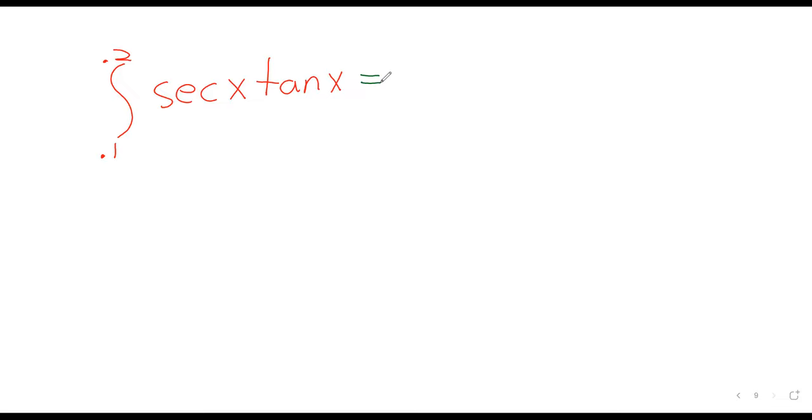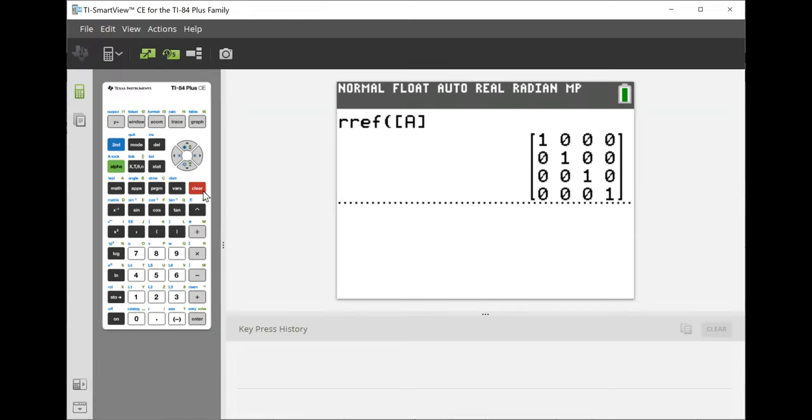So the secant times the tangent ought to look familiar to you. It's the derivative of the secant. The derivative of the secant is the secant times the tangent. Therefore, the secant is an antiderivative of the secant times the tangent. And your calculator, does your calculator have a secant button? I actually do not know the answer to that question.